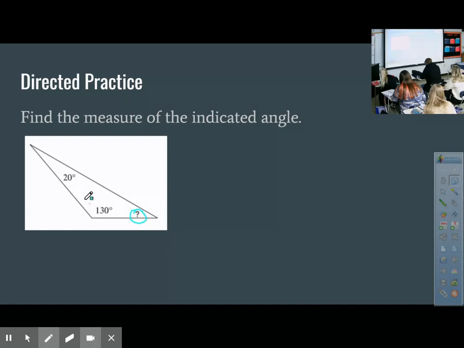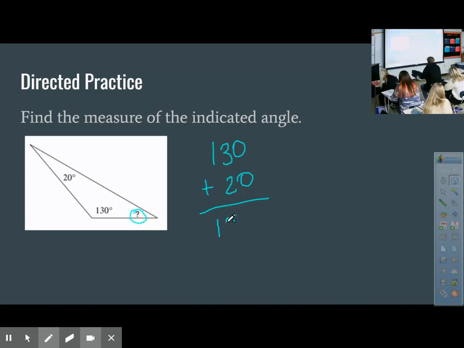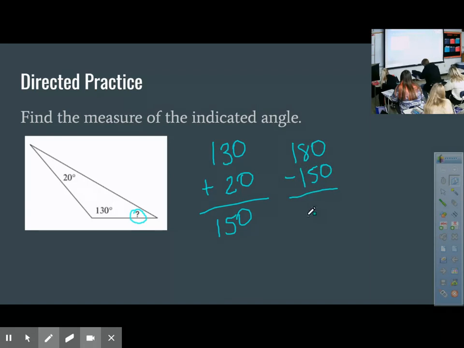Okay, well I need to see what these two add up to. So I need to do 130 plus 20. Grace, what's 130 plus 20? 150. Okay, well if these two add up to be 150, Lakin, how can I figure out how much this one is in order for them to add up to 180? 180 minus 150. Yeah. And Taylor, what's 180 minus 150? 30. So that angle is 30 degrees.